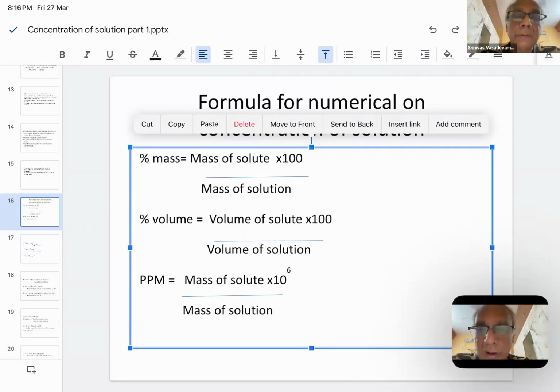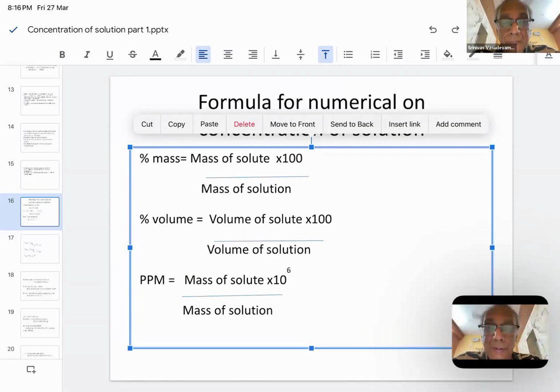Total 100 gram solution. Then volume percentage. That is the amount of solute present in 100 centimeter cube solution or 100 ml solution. Volume of solute divided by volume of solution into 100 is called volume percentage. When I say 5% by volume of ethanol, that means a 100 ml solution of ethanol contains 5 ml of ethanol and 95 ml of water. That is the meaning of volume percentage.